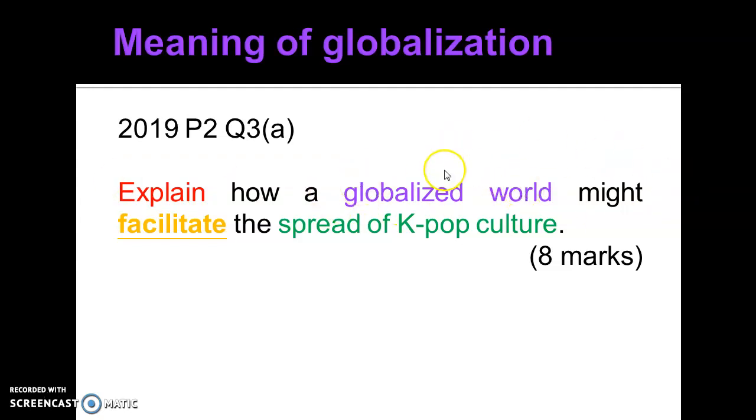Globalized world. So you now know the context. Clearly this is about what's happening globally. And then you have to point out the features, point out some phenomena relating to the globalized world. Okay? And facilitate. It means what is happening now can help the development of certain things. And finally, spread of K-pop culture. So you have to link up the globalized world with K-pop culture.